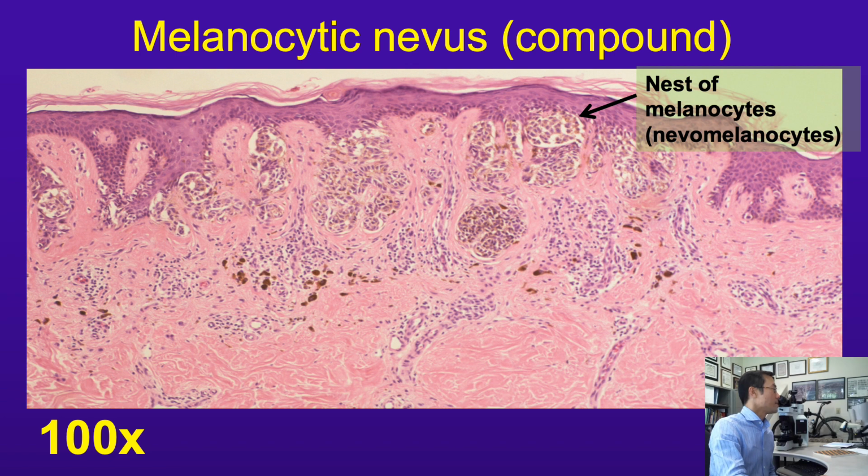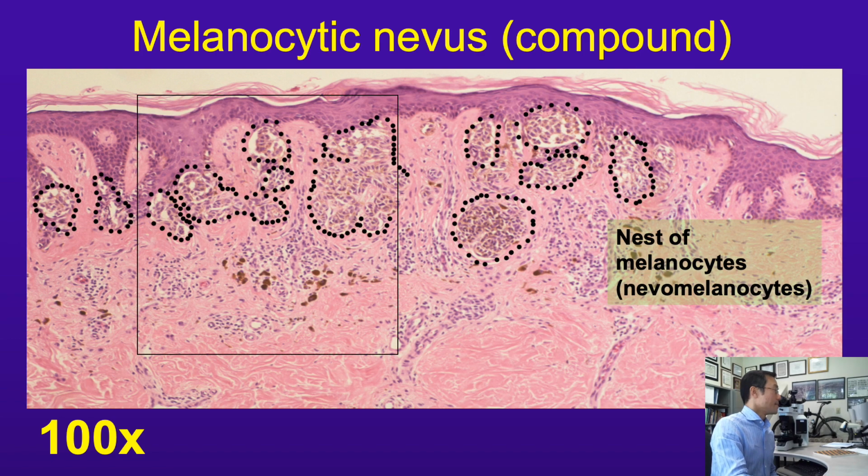Now we can more easily see these nests of melanocytes. In this particular case, they have brown pigment in their cytoplasm. That's the melanin pigment that they synthesize. Once again, the more you look, the more you find. So there are many nests of melanocytes here.